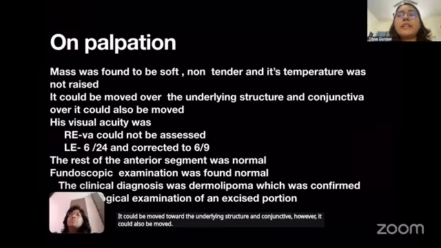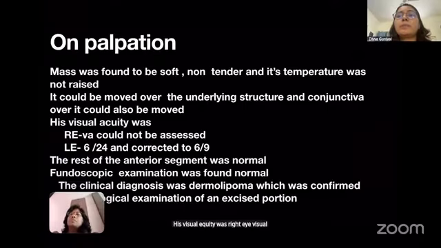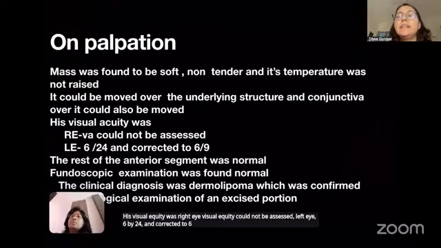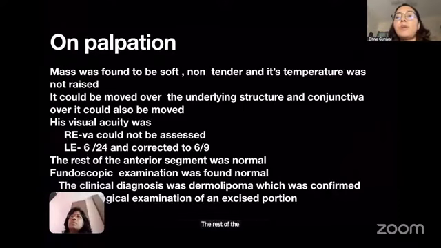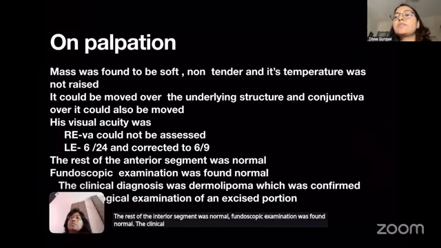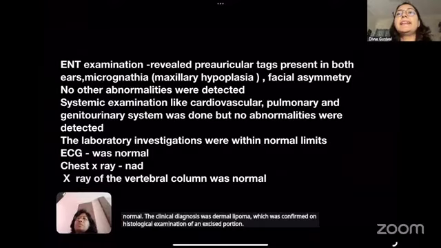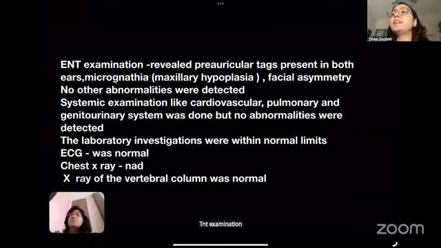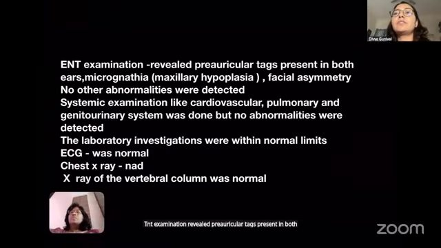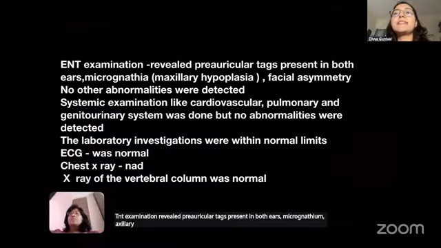His visual acuity was: right eye visual acuity could not be assessed, left eye 6/24 and corrected to 6/9. The rest of the anterior segment was normal. Fundoscopic examination was found normal. The clinical diagnosis was dermolipoma, which was confirmed on histological examination of an excised portion. ENT examination revealed preauricular tags present in both ears, micrognathia, maxillary hypoplasia, facial asymmetry. No other abnormalities were detected.